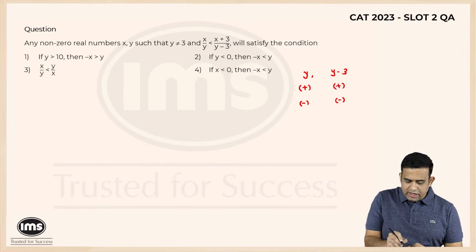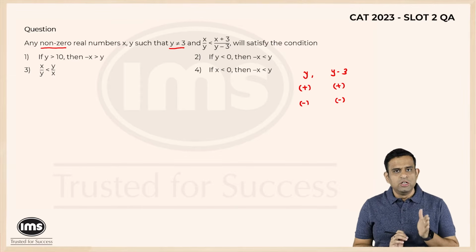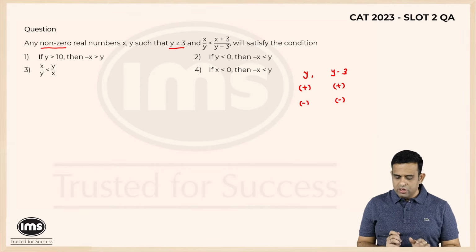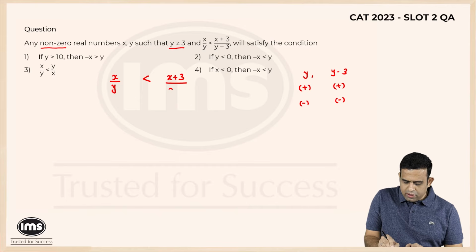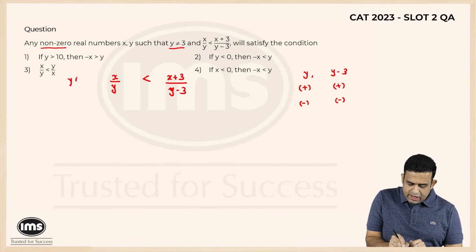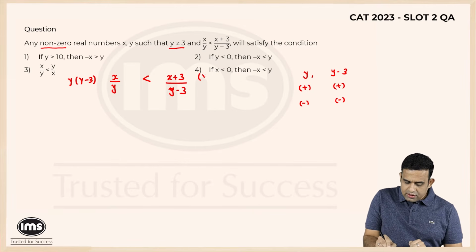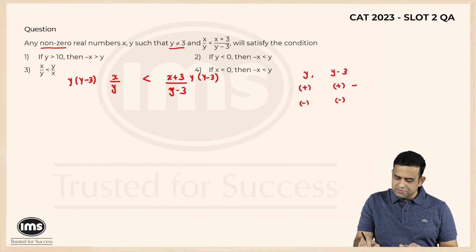And please note that x and y are non-zero real numbers. y is also not equal to 3. So none of the terms y and y minus 3 can be equal to 0. So either both are positive or both are negative. So what I will do is multiply the given inequality, which was x by y less than x plus 3 upon y minus 3, and I'm multiplying both sides by the quantity y into y minus 3. And please note, as I told you, the term y into y minus 3 is always positive. Plus into plus is plus. Minus into minus also happens to be a plus.